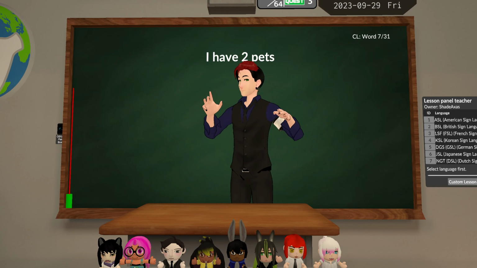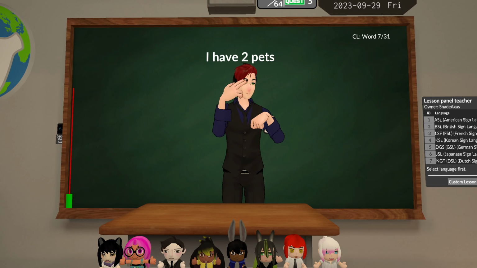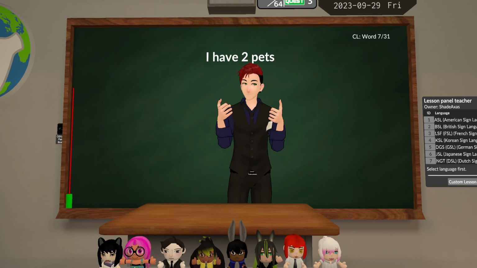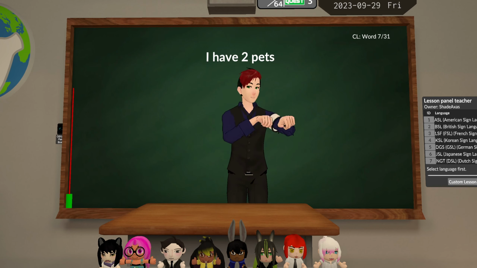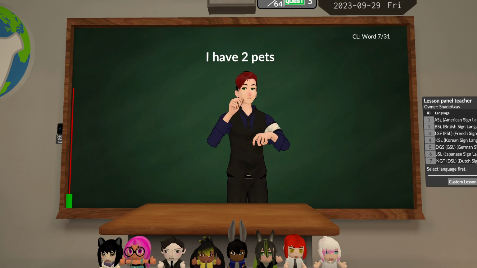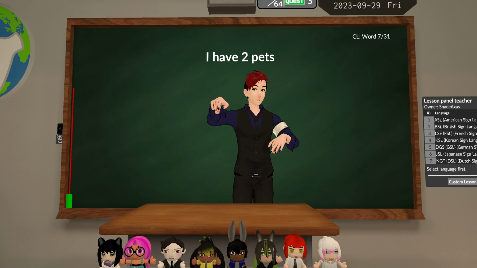Now this is possession. I have 2 pets. So whenever you guys are out there learning your words, especially when you're using Bob's World, which I love, a lot of people who are learning their signs will learn one word and use it for any use of that word ever. But they're not paying attention to what the actual concept behind it is. So have has multiple meanings. It has multiple signs. You do not use have for a necessity.